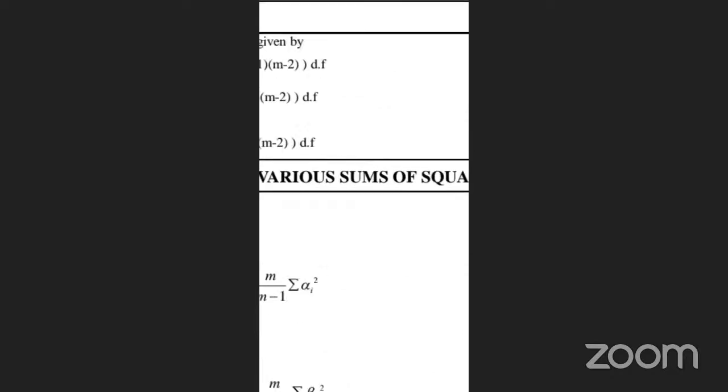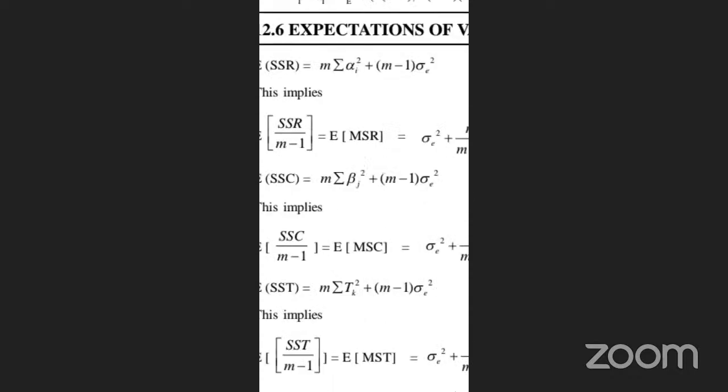Now the expectation of the various sums of squares. E of SSR is m summation of alpha square plus m minus 1 sigma E square. So dividing by m minus 1, on the left side we write SSR by m minus 1. So the total m minus 1 we can treat here. We get m summation of alpha square over m minus 1 plus sigma square. So E of MSR, which is SSR by m minus 1, is sigma E square plus m by m minus 1 summation of alpha square.